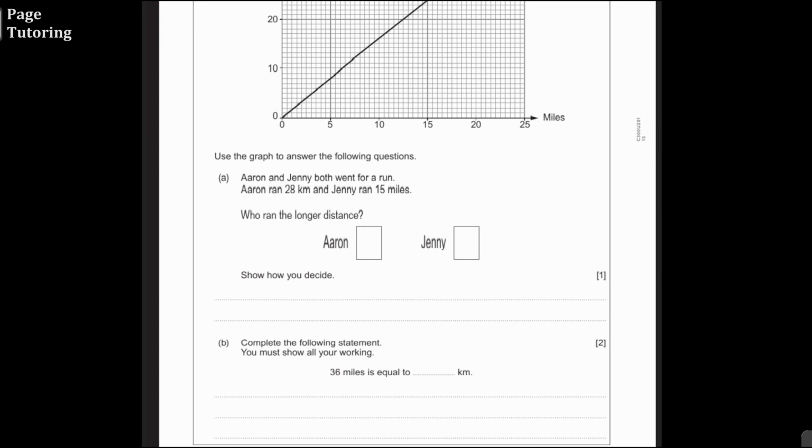Well, at the moment we can't really compare them very well because 28 kilometers is on a different scale to 15 miles. So you're going to choose whichever you prefer, miles or kilometers, and whichever runner is running opposite to the unit you've chosen, we're going to convert it. That's easier to show than to explain. Kilometers, metric unit, I like kilometers. So I'm going to say, okay, well, I know that Aaron ran 28 kilometers.